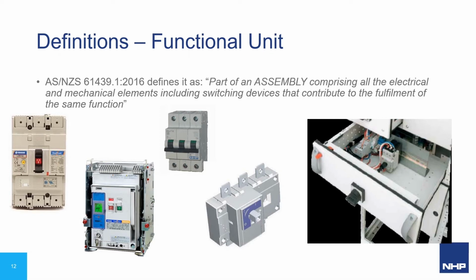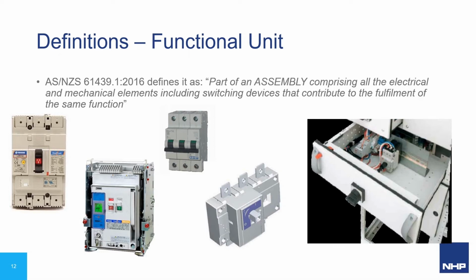The third element defined for internal separation is the functional unit. AS/NZS 61439 defines it as part of an assembly comprising all the electrical and mechanical elements, including switching devices, that contribute to the fulfillment of the same function. In a typical main switchboard or distribution board, this would frequently refer to a circuit breaker per functional unit. If there is also metering, sensing, or other auxiliaries required for the circuit, they could be included in the one functional unit compartment, and these contribute to the function of that circuit.